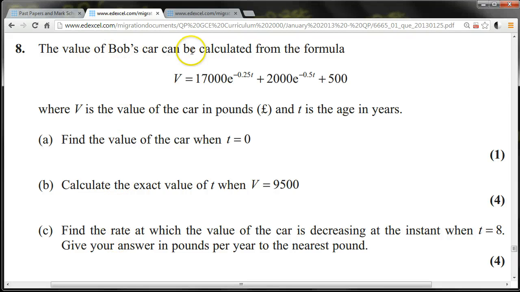The value of Bob's car can be calculated from this formula here, where V is the value of the car in pounds and T is the age in years. Find the value of the car when T is 0. Calculate the exact value of T when V is £9,500. Find the rate at which the value of the car is decreasing at the instant when T is equal to 8. Give your answer in pounds per year to the nearest pound.